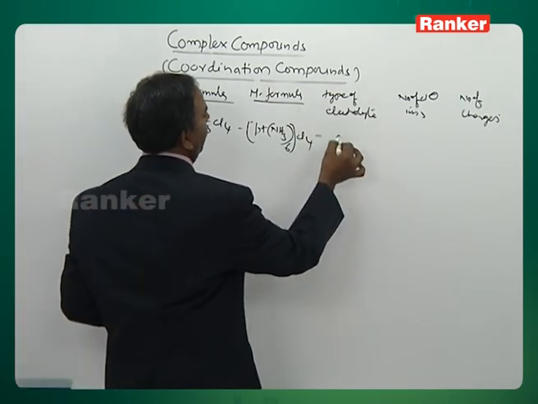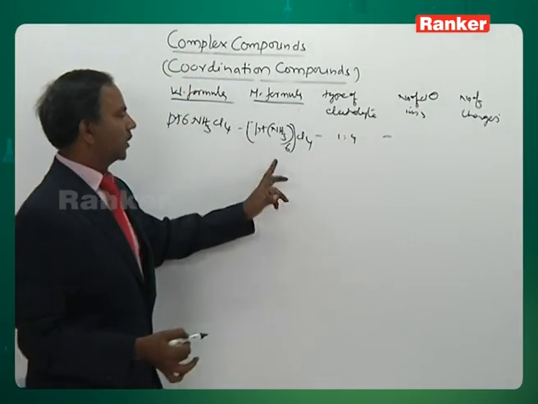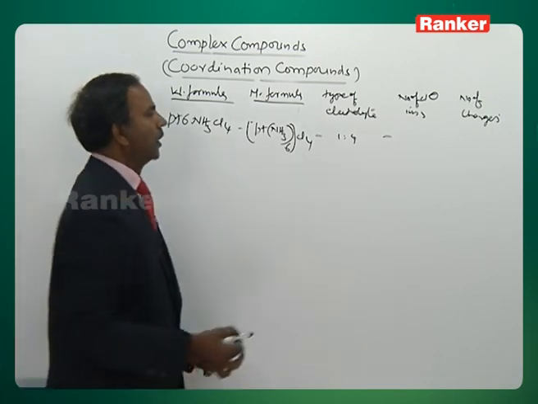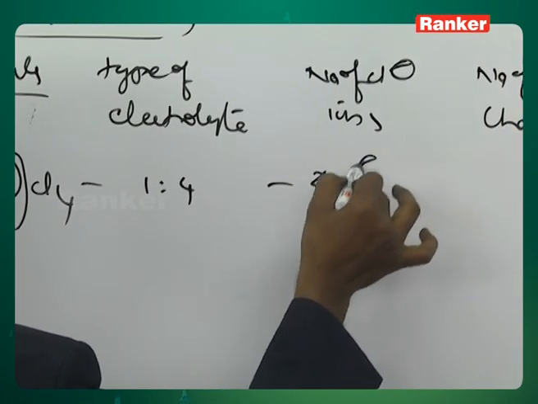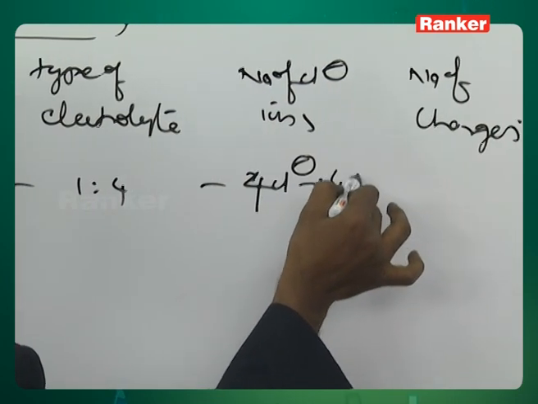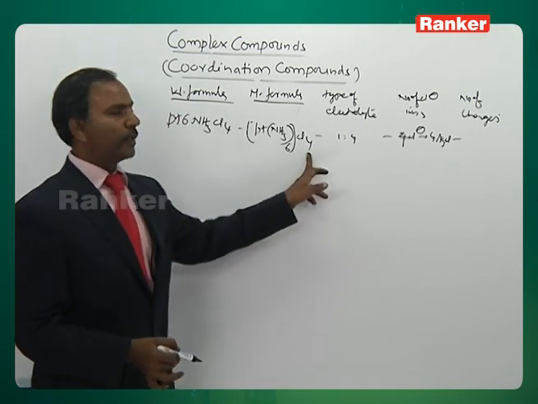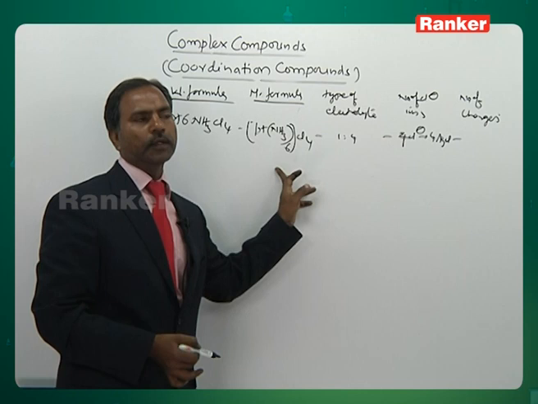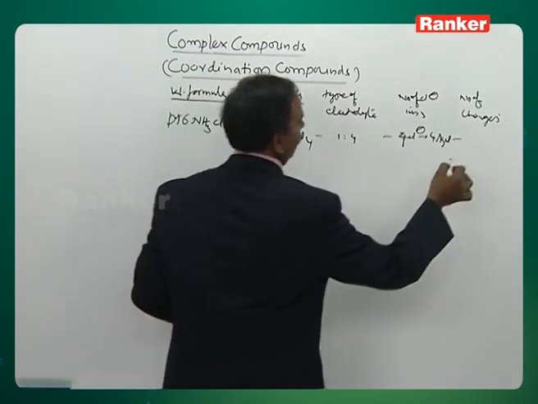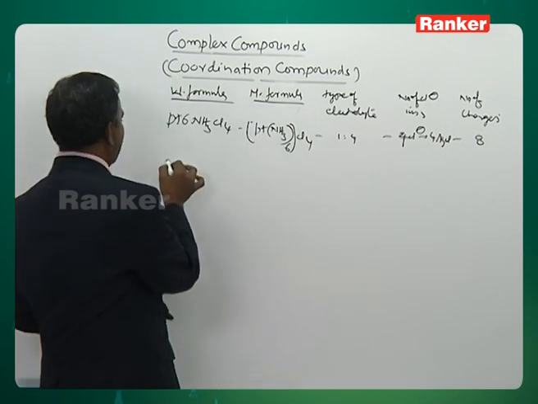Then 1 complex ion and 4 chlorides. Therefore, it is a 1:4 complex. Next, how many chlorides can be precipitated? Here it is 4 Cl minus. Therefore, 4 AgCl is getting precipitated. Next, how many charges? Once you are saying 4 negative charges, 4 positive charges will be there. Then total number of charges produced will be 8 charges.